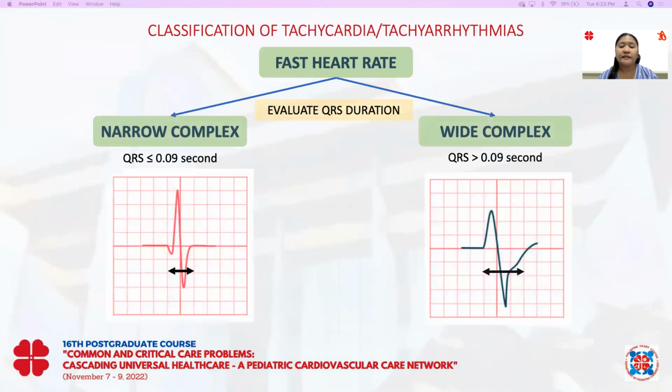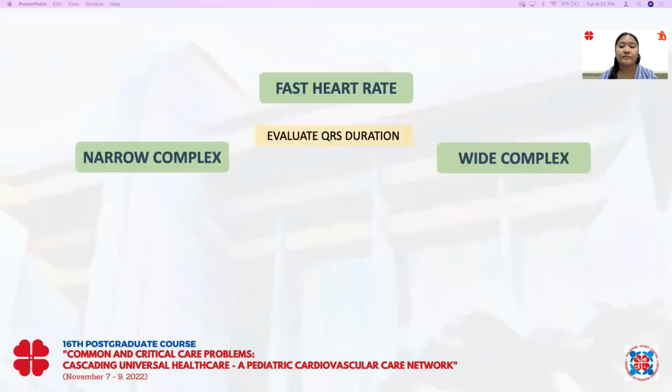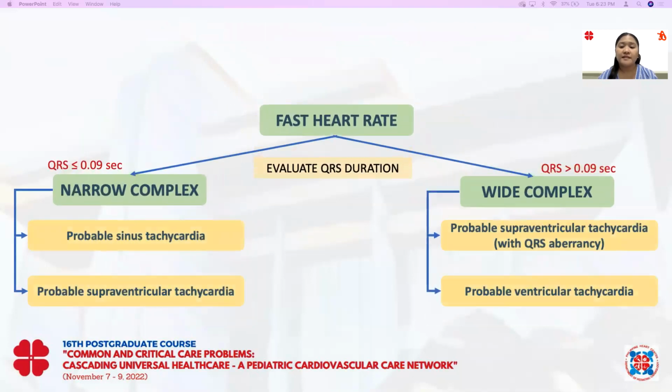Now, in evaluating tachyarrhythmias, first we need to evaluate the QRS duration: if it is wide complex, longer than 0.09 seconds, or if it is normal or narrow complex with a duration of less than 0.09 seconds. If the QRS is less than 0.09 seconds, then you may consider sinus tachycardia or supraventricular tachycardia. While if the QRS is more than 0.09 seconds, then you might be dealing with probable SVT with QRS aberrancy or ventricular tachycardia.